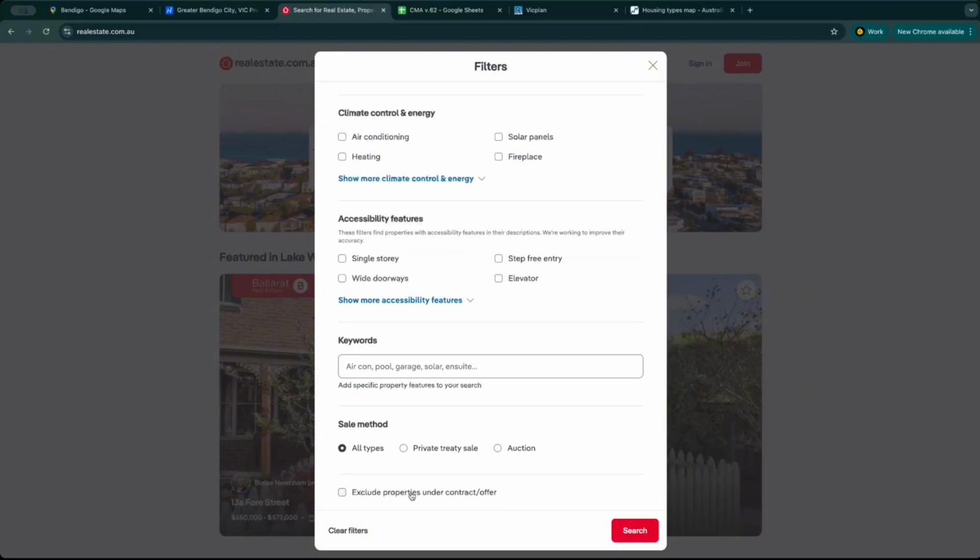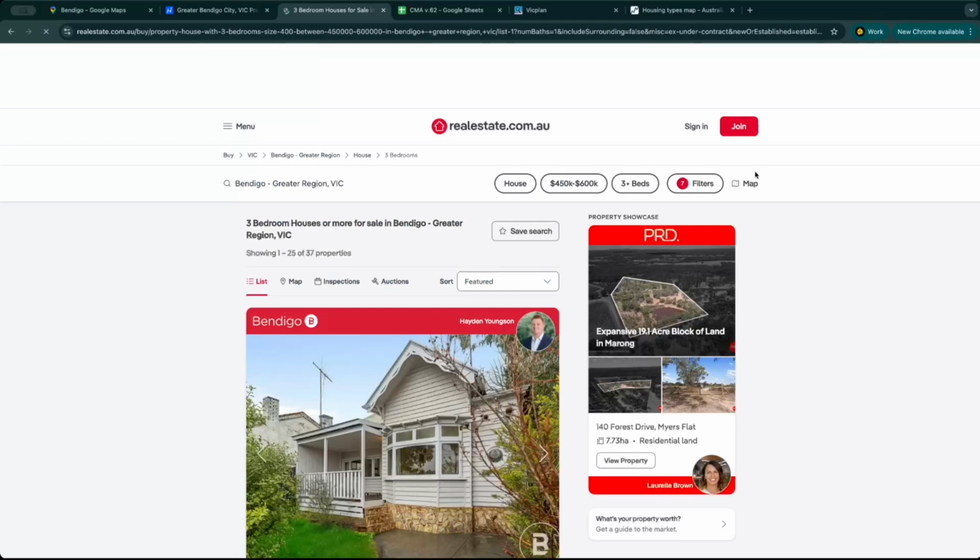Now, I do want to exclude properties that are currently under contract or currently under offer because there is no point wasting your time going through all of that. And we will look at things on a map filter.